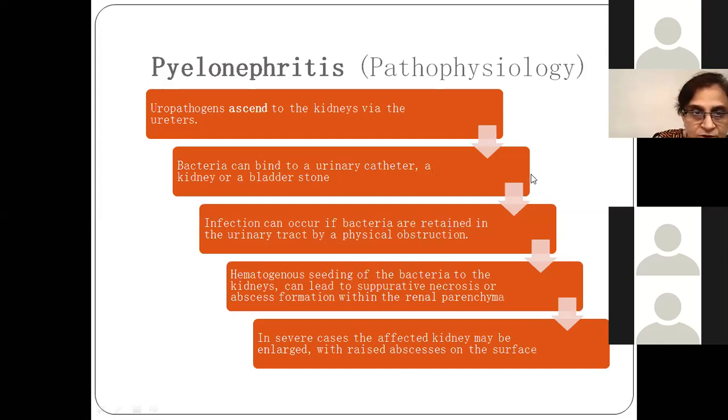Now, what's the pathophysiology? How does pyelonephritis occur? I think we've discussed it all. The uropathogen ascends to the kidney via the ureters. The bacteria then bind to the kidney, and in the case of pyelonephritis, it can be secondary to other causes also. The risk factors such as urinary stones, or if the patient is catheterized, provide a nidus for the bacteria to attach. So if there's a stone, the bacteria are going to attach to that also.